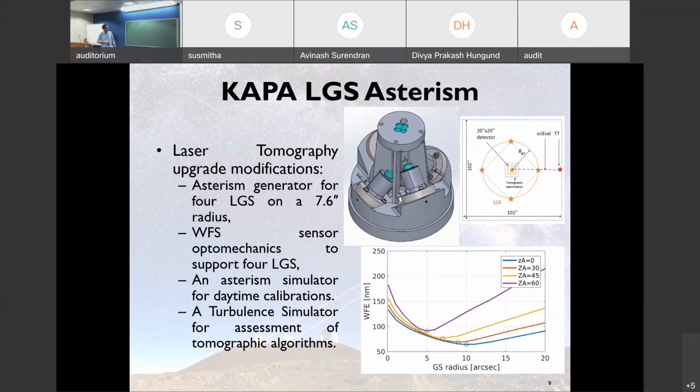And this shows the asterism generator a little bit. Again, I've not worked on the asterism generator per se. These are the tip tilt mirrors you can see, which actively control the laser's launch into the mesospheric sodium layer and make sure that it is keeping the 7.6 arc second asterism constant.